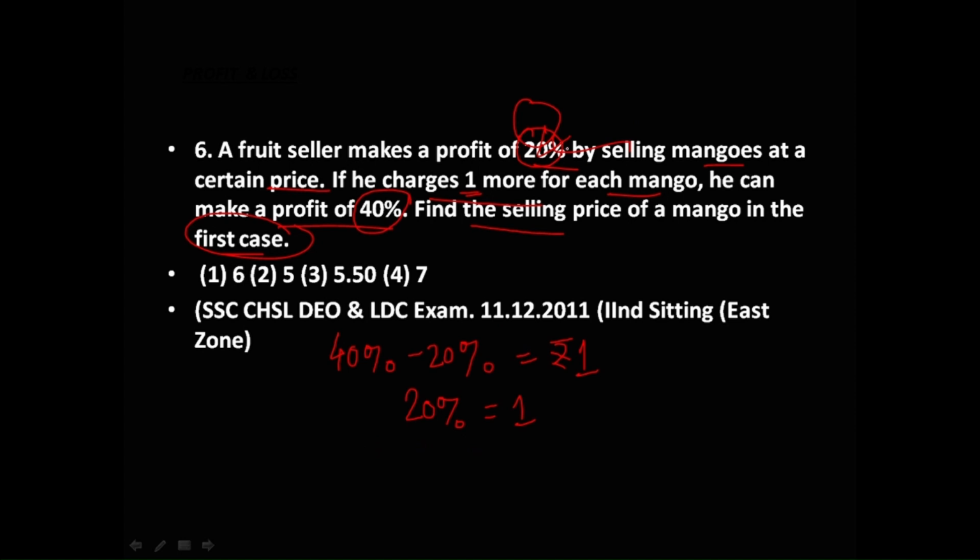So we have to get the value of the first case, means the selling price of the first case. The first case is 20% profit, so basically it is 100% and we have to calculate 120%. So what's the value of 120? 120 will be 6x. So the answer will be 6. What's the option? It is option 1. So question 6 is option 1. Moving to the next one.